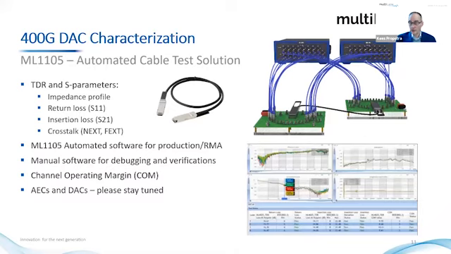Of course, the same for a DAC cable. This is like a passive copper cable, very important in the data center. Although the parameters that you test this with are different, so these are S parameters, like the insertion loss, return loss, crosstalk, and so on. So we also developed an automated tool for this. This is a bunch of TDR boxes with a single GUI. Again, single push of a button, you get a test report with pass-fail.